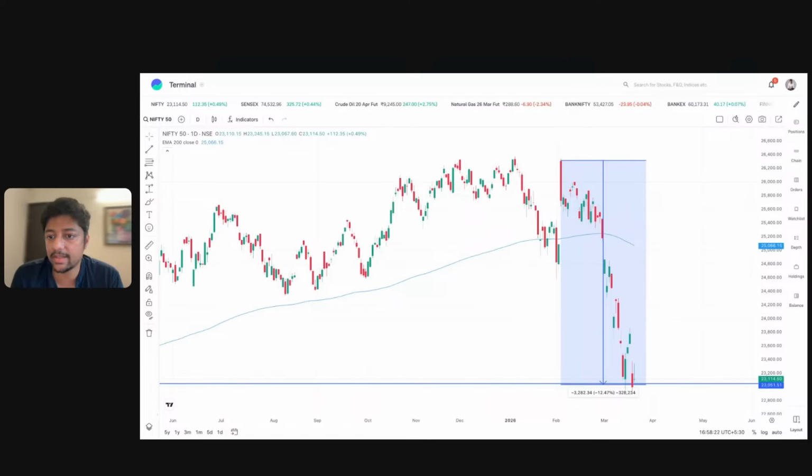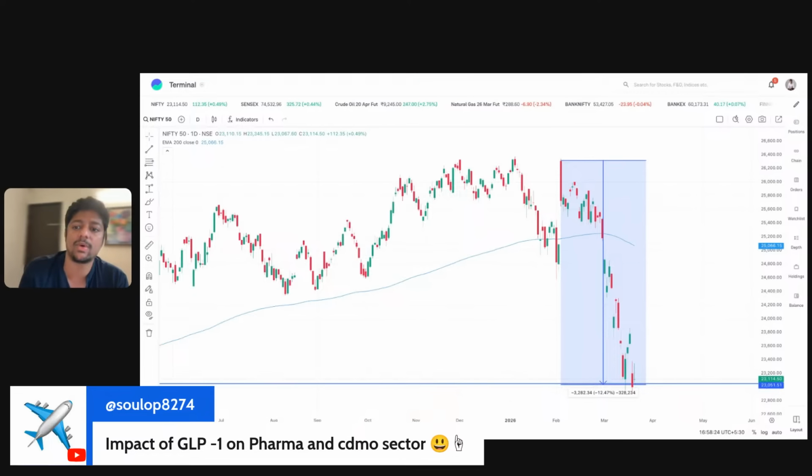Let's look at that next. Impact of GLP-1 on pharma and CDMO. Look, yesterday I think that patent went away, semaglutide. A lot of companies have announced. MCure has partnered up, Cipla has partnered up, Natco Pharma is coming in, Dr. Reddy is coming in, Glenmark is coming in. Literally every single person is coming in. But I think it's too early to call who's the winner yet.